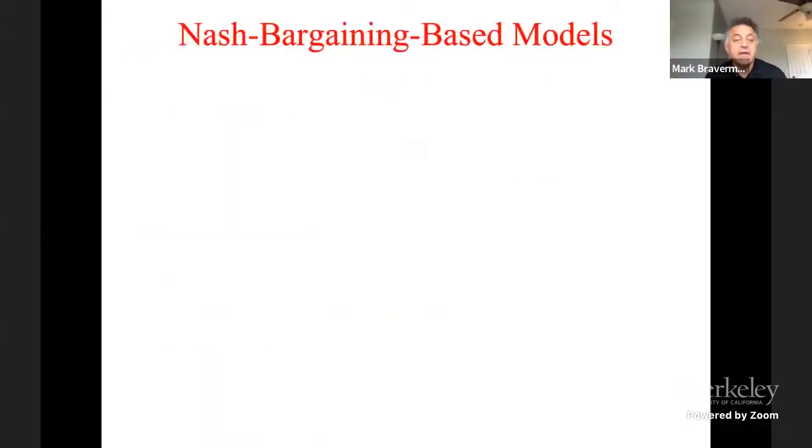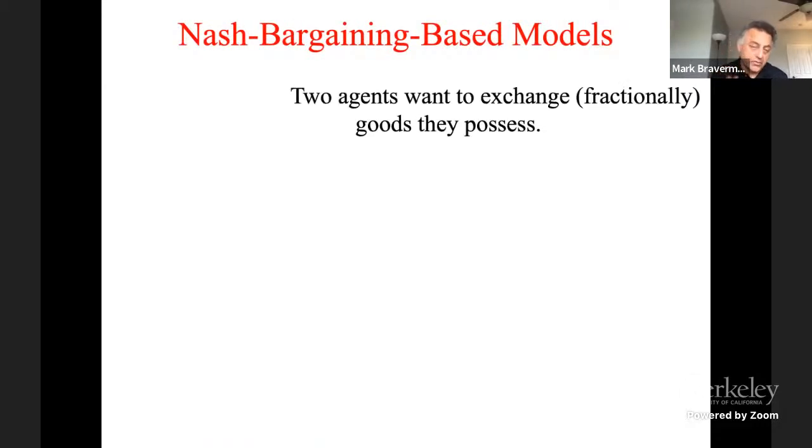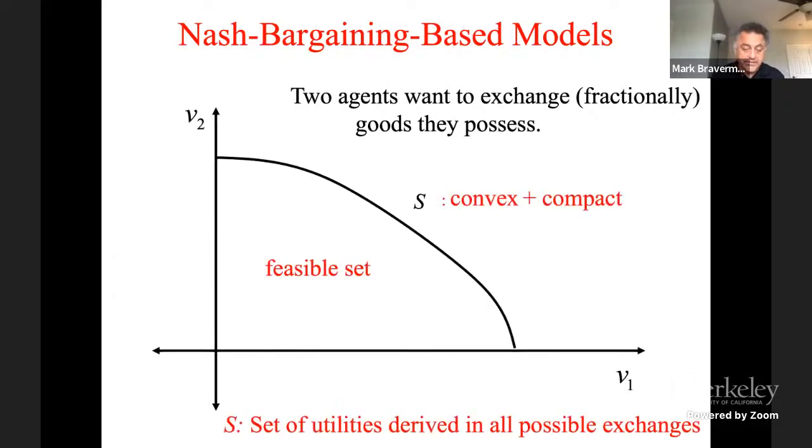Okay, so here we have proposed Nash-bargaining-based models. And so I first have to introduce to you the Nash bargaining problem. The situation is that there are two agents who possess one good each, let's say a divisible good, and they want to exchange fractionally these goods. You let S be the set of all possible utilities derived by these two agents through all possible exchanges. So on the one extreme, both goods are with one agent. On the other extreme, both goods are with the other agent. And in between are all other possibilities. This is called the feasible set, the set S.